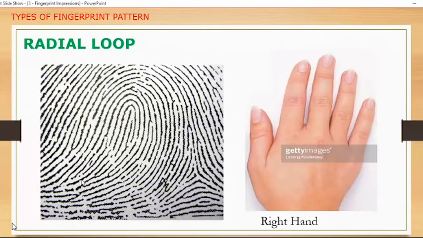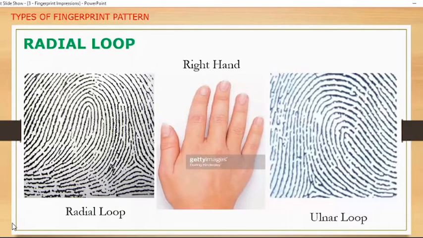Like that. Diba? So, right hand, gamitin mo yung right hand. The ridges enter from one side of the impression, recurve, and terminate to the same side. The downward flow of the ridges is toward the thumb finger. Okay? Clear? Okay. Iwanan na natin yan. Punta na tayo dun sa susunod na type of pattern.